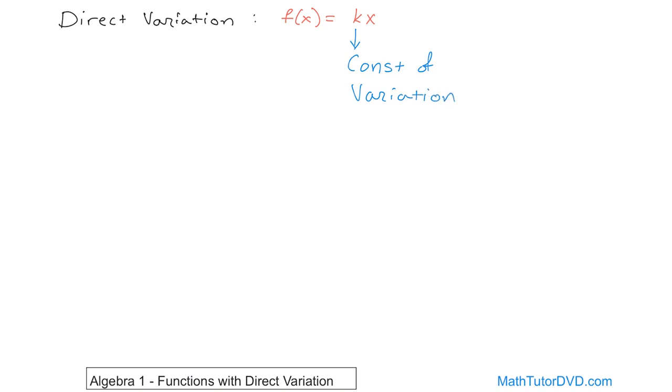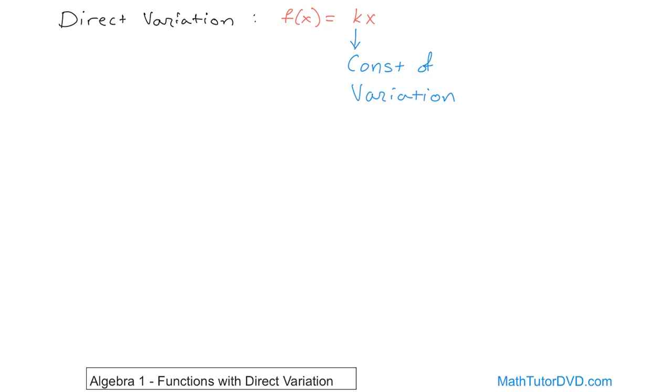But it's just a number. k can be 3, k can be 2, k can be 1/2. It's just a number. So basically, direct variation happens when the function is equal to a number times x. So this could be 3x, this could be 6x, this could be 5x, it could be any number times x. That's what we call direct variation, where k is the constant of variation.